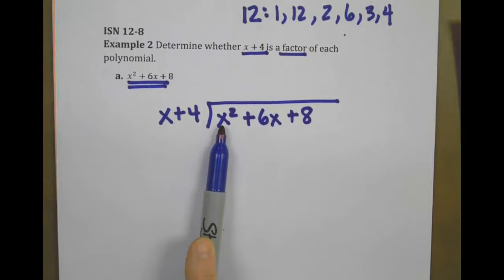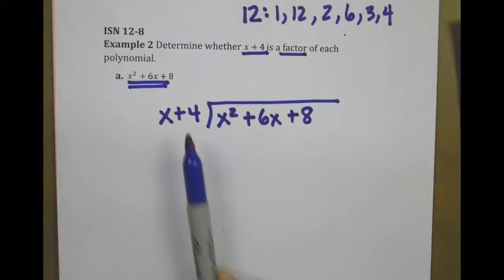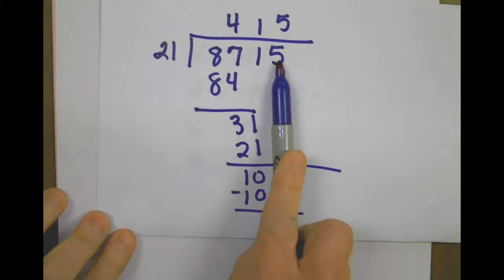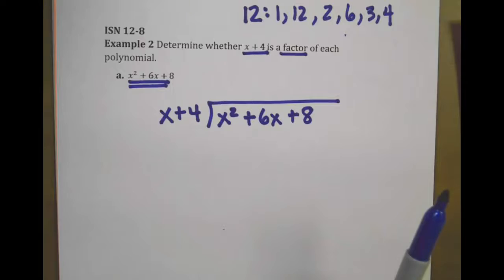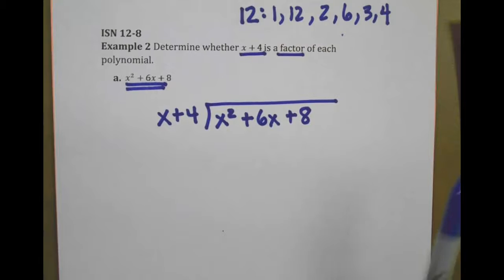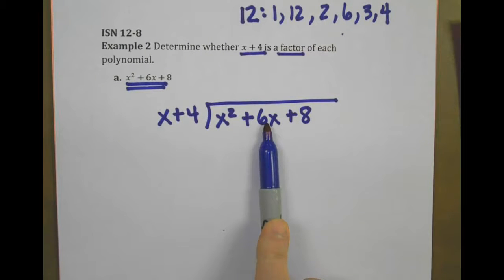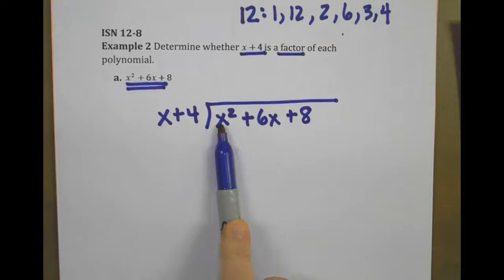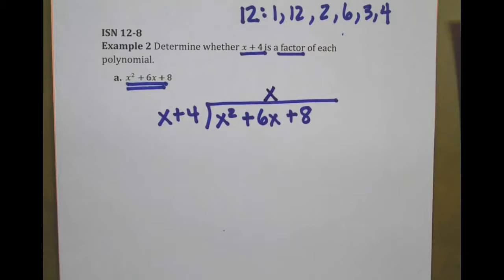Just like my whole number division, I have columns that represent place value. In my whole number example, we have 5, 10s, 100s, thousands. In my polynomial example, we have constants without x, x to the first power, x squared, and then x to the third power would come next. And so we line this up in the x column.